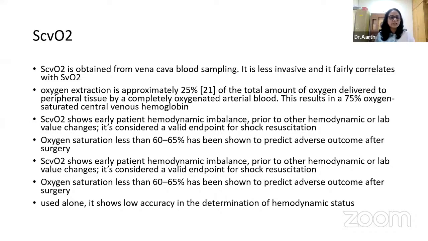So the central venous oxygen saturation shows early patient hemodynamic imbalance prior to other hemodynamic or lab value changes, and it is considered a valid endpoint for shock resuscitation. Oxygen saturation less than 60 to 65% has been shown to predict adverse outcomes. And mixed and central venous oxygen saturations show early patient hemodynamic imbalance, as I have repeated. So it alone determines the hemodynamic status.